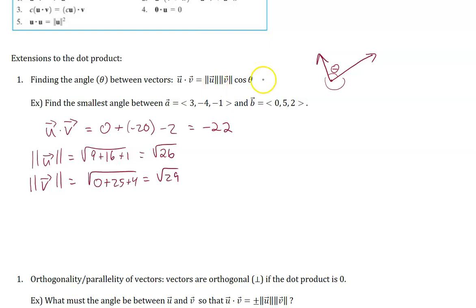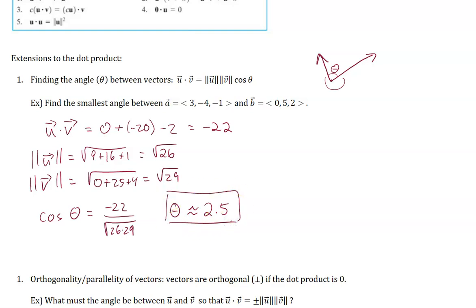Okay, so then using this equation right here, I'm going to rearrange and say that cosine of theta is equal to the dot product, negative 22, over the product of the magnitudes, root 26 times root 29. Then to solve for theta, I'm going to do cosine inverse of this, and this is back in radians now. So that means that theta is approximately 2.5 radians. Okay, so that is the angle between two vectors.